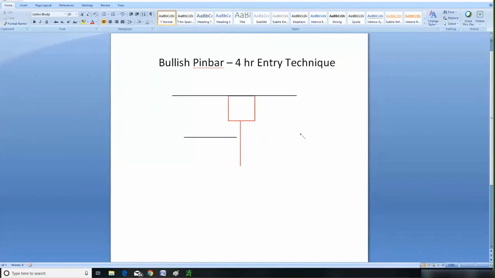So what am I looking for now on a 4-hour? We know it can pull back down to here. We've already discussed that. So price can work itself down to here for a double bottom. Price can work itself down to here for a W pattern.